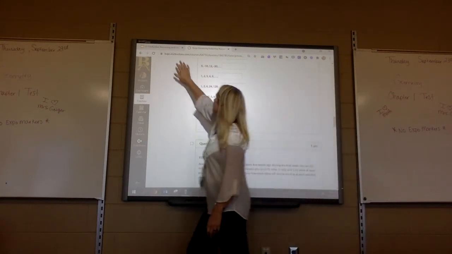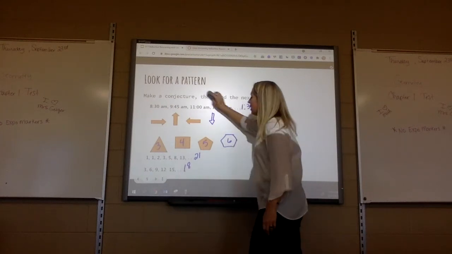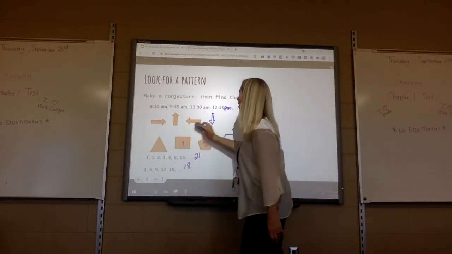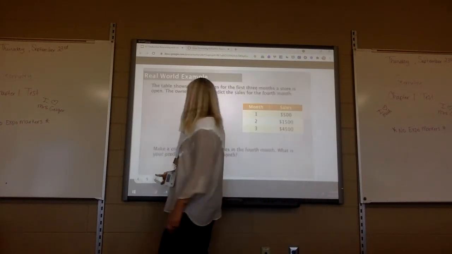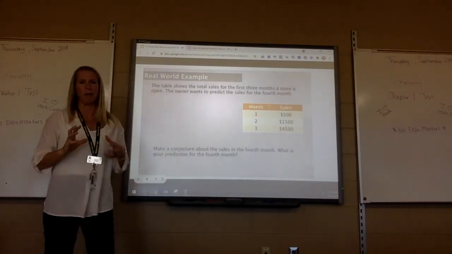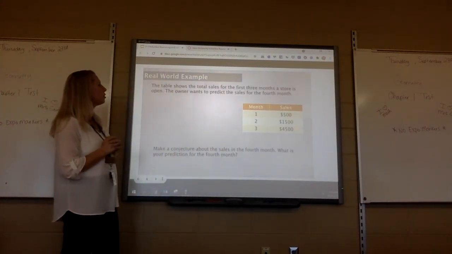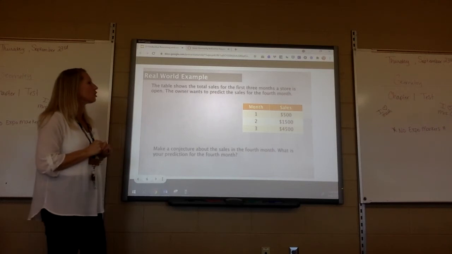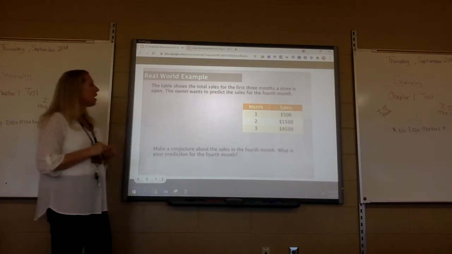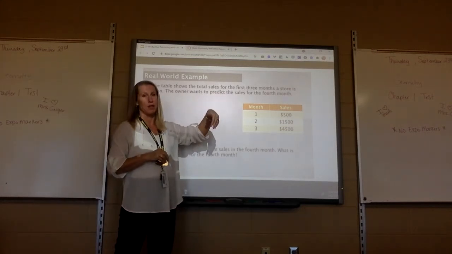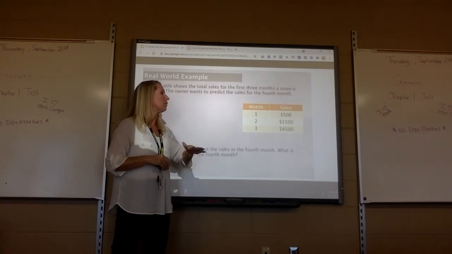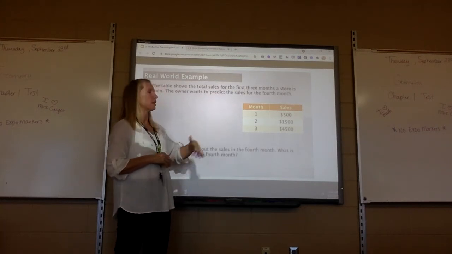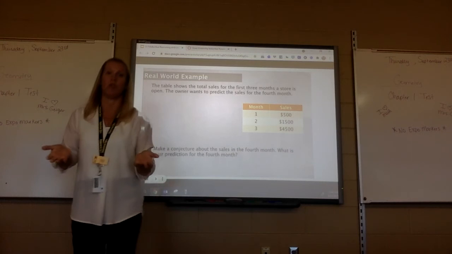All right. Back to this. You will have a few problems where you have to just think about it. Maybe it'd be a word problem type like this. The table shows the total sales for the first 3 months in a store. The first month they sold $500. The second month they sold $1,500. The third month they sold $4,500. Do you notice a pattern?